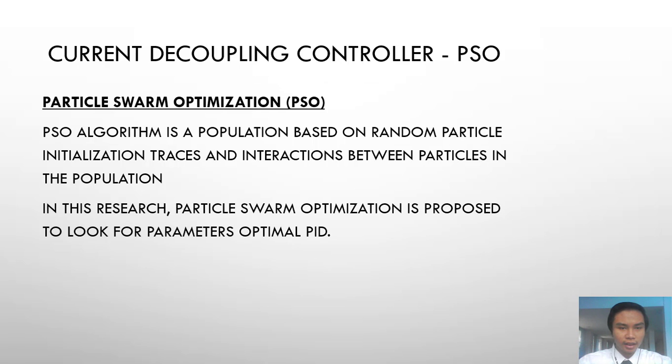The particle swarm optimization (PSO) algorithm is a population-based method using random particle initialization and interaction between particles in the population. In this research, particle swarm optimization is proposed to look for the optimal PID parameters.